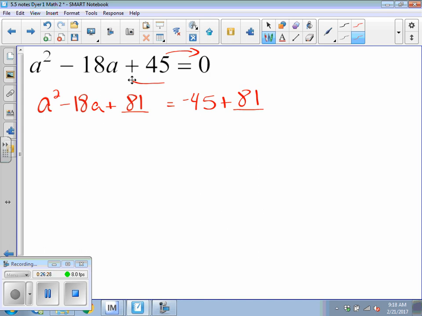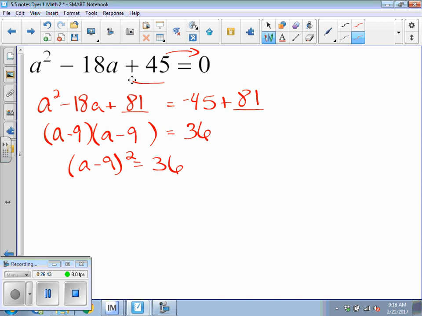So now, if I factored this, it would be a minus 9 squared equals 36. So that's a minus 9 squared equals 36. If you need to write this step, write that step until you start to recognize how to go directly from here to here. Okay? And so now we take the square root. So a minus 9 equals plus or minus 6.